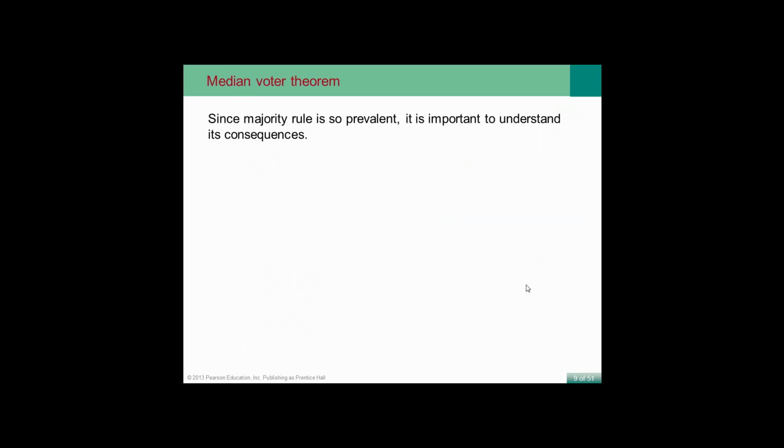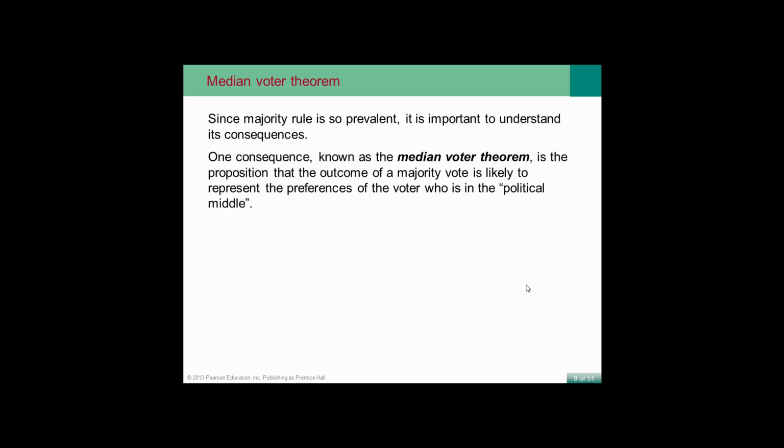Since majority rule is so prevalent, it is important to understand its consequences. One consequence, known as the median voter theorem, is the proposition that the outcome of the majority vote is likely to represent the preference of the voter who is in the political middle. So a lot of times they vote on something, and what ends up happening is that the person on the extreme side of the stance wouldn't end up getting their preference.